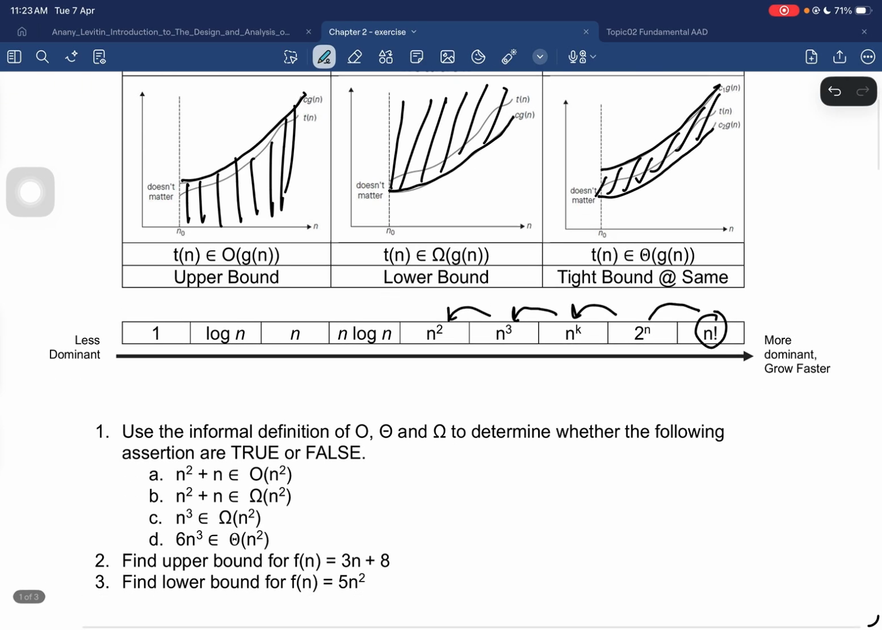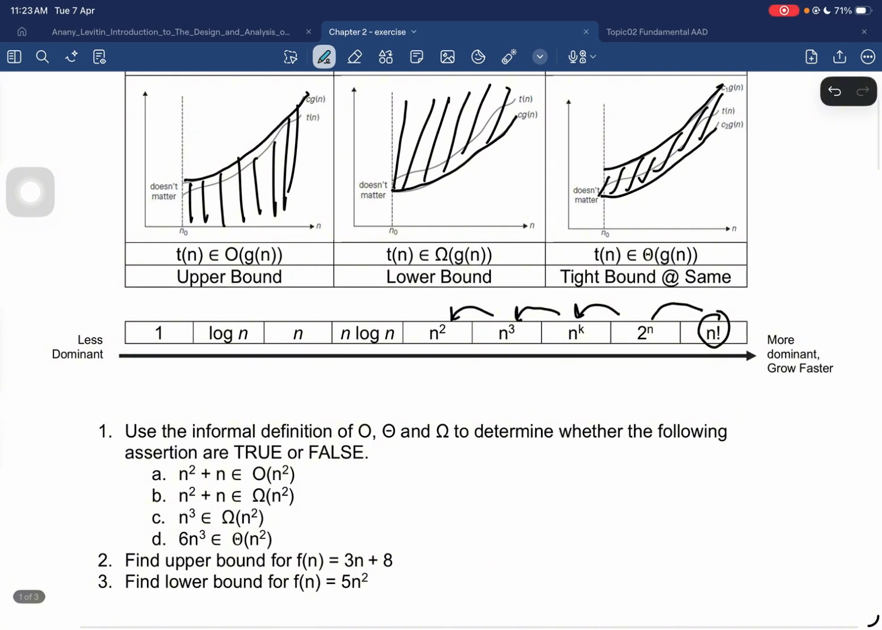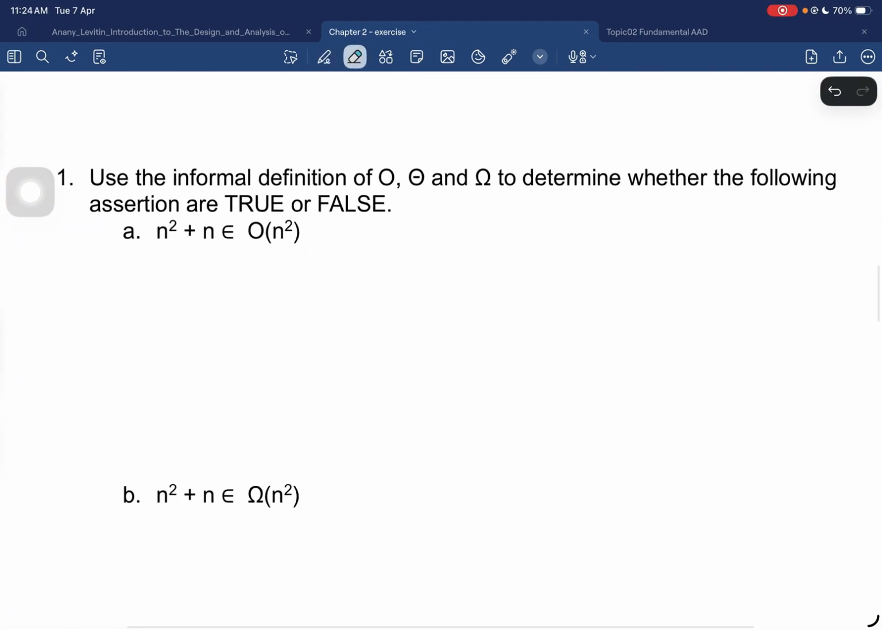To answer this kind of question, we need to follow two steps. For the first step, we determine which one is the most dominant. And the second step, we compare the group. So here, let's answer this together.